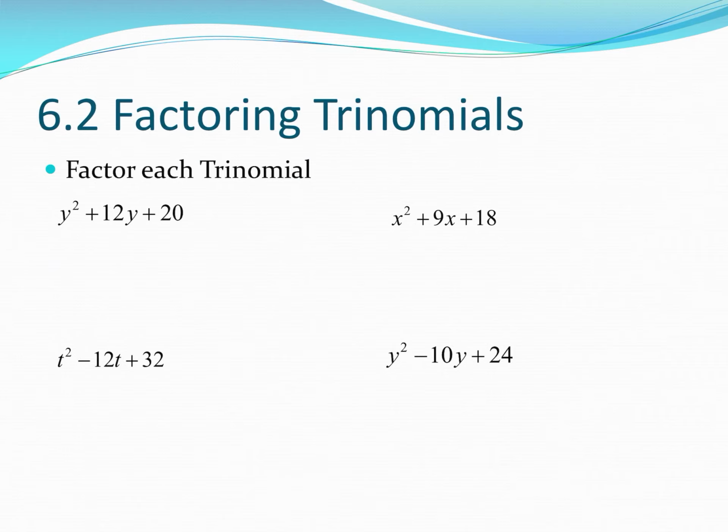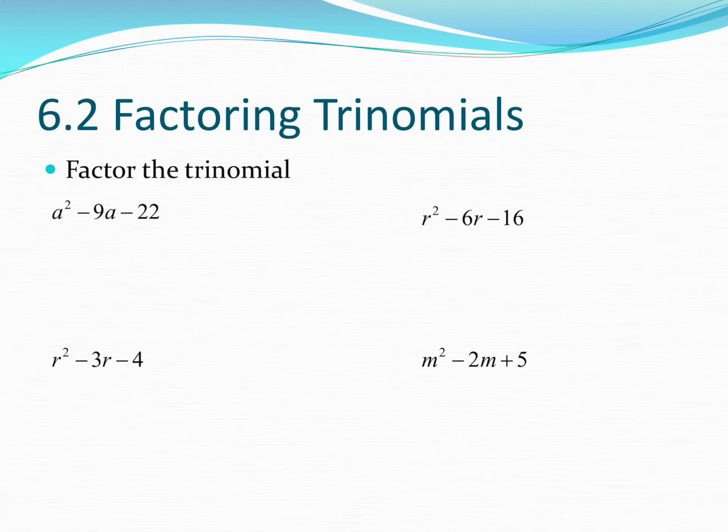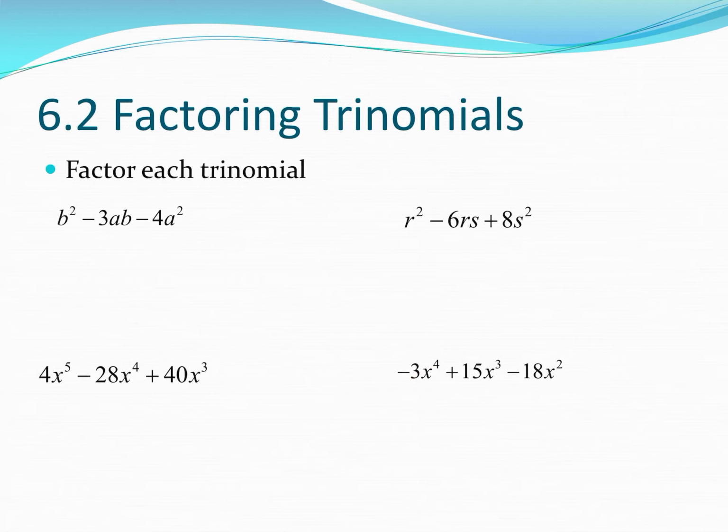You'll notice that when we factored trinomials, we did what we called reverse FOIL. And you'll notice that every one of these had a leading coefficient, this first number, as a 1. 1y squared and 1x squared, 1t squared, 1y squared. Even here, 1a squared, 1r squared, 1r squared, 1m squared. And then 1b squared, 1r squared.